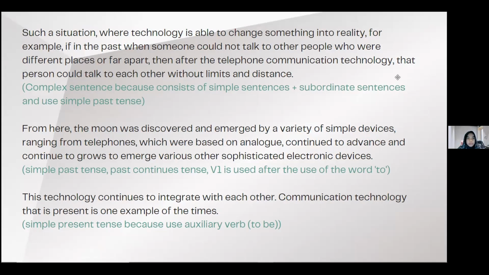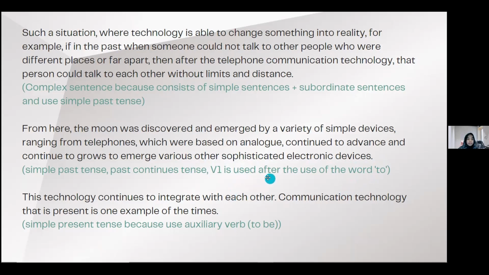From here, the phone was discovered and emerged as a variety of simple devices, ranging from telephones which were based on analog, continued to advance, then continued to grow and emerge as various other sophisticated electronic devices. For this sentence, the first part uses simple past tense and then past continuous tense, and advance, grow and emerge are verb 1 because verb 1 is used after the word to.